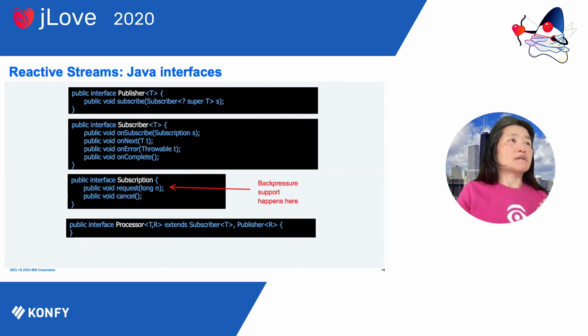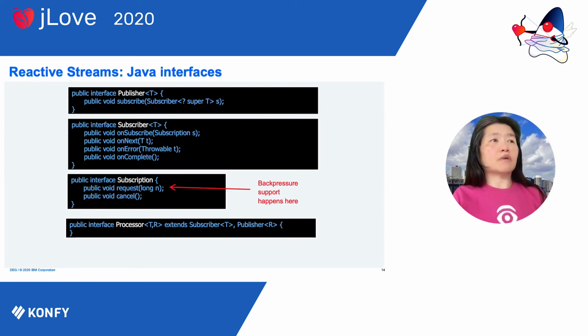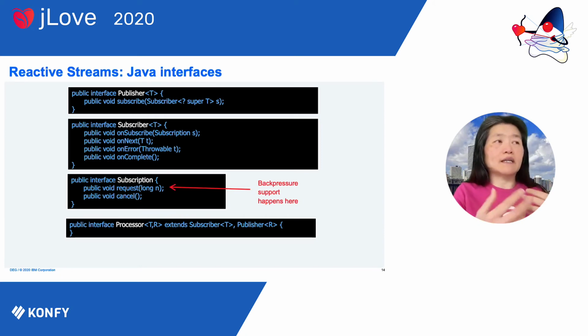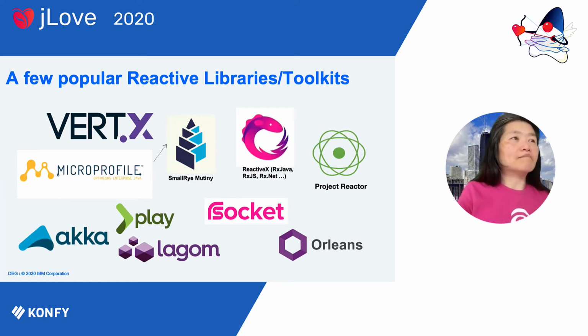You can see there's publisher, subscriber, then there's also subscription. Subscription essentially describes the relationship once a subscriber has been associated with a publisher, and that's where backpressure support happens. And then there's also a processor, an interface for processing the streams. Okay, so now let me move into a few popular reactive libraries and toolkits that I will also quickly give some examples of in the next few slides.